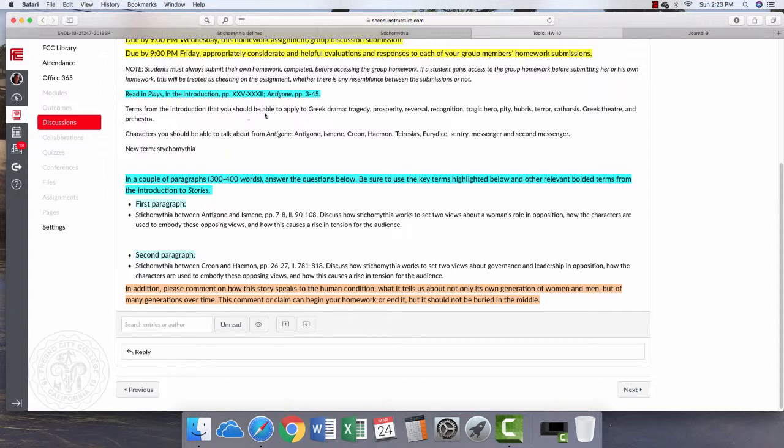Terms from the introduction that you should be able to apply to the Greek drama include tragedy, prosperity, reversal, recognition, tragic hero, pity, hubris, terror, catharsis. That's a really good one. Greek theater and orchestra. They are orchestra, definitely not what you think it is. So read those pages and become informed. Characters you should be able to talk about from Antigone: Antigone, Ismene, Creon, Haemon, Tiresias, Eurydice, the Sentry, and Messengers 1 and 2.